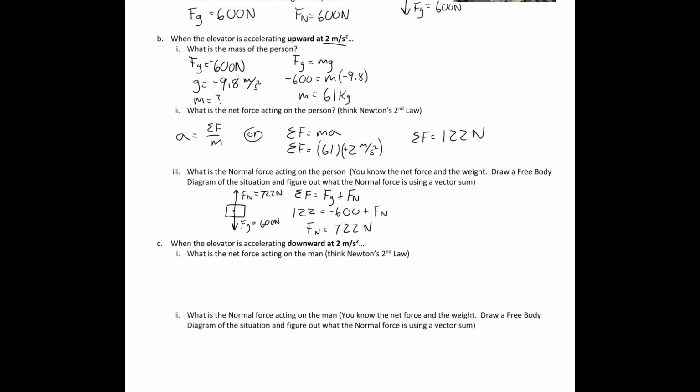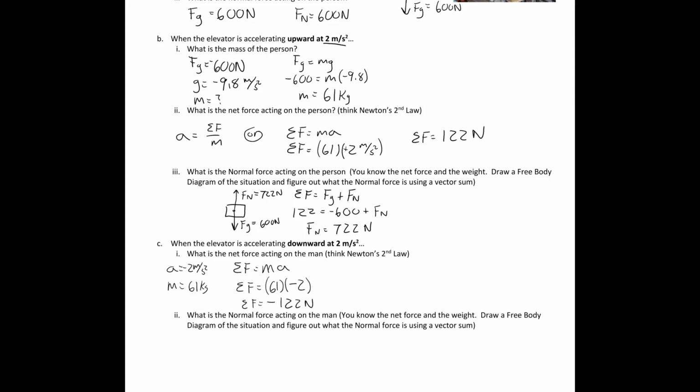Okay, so let's do it. It says, what is the net force acting on the man? You're looking for the net force. You're accelerating downward, and you know the mass is still 61 kilograms. So it's a safe bet to say we're going to have to use Newton's second law again. F equals ma. The net force is equal to 61 kilograms times negative 2. So the net force in this situation, since you're accelerating downward, you have a negative net force causing this downward acceleration of 122 newtons. Again, in the negative direction.